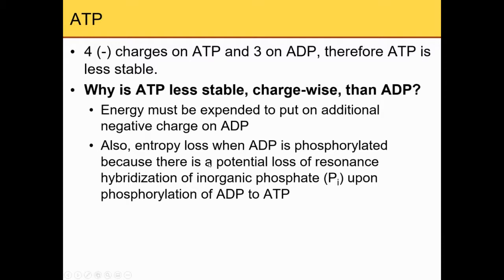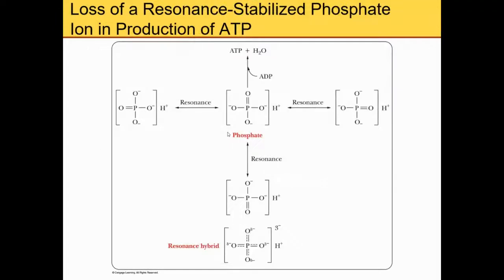And the ATP is less stable than the ADP. That's because energy must be expended to put an additional negative charge on ATP, and also the entropy loss when ADP is phosphorylated. So there is a potential loss of resonance hybridization of inorganic phosphate upon the phosphorylation of the ADP to the ATP. Okay. So this is just to show the loss of a resonance stabilized phosphate ion in production of ATP.